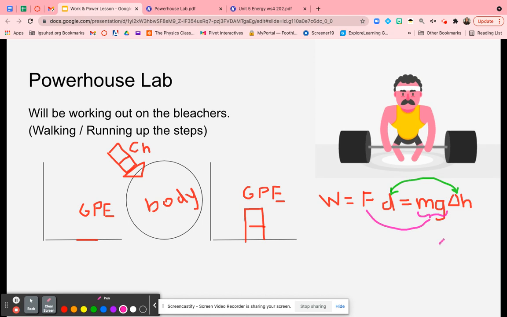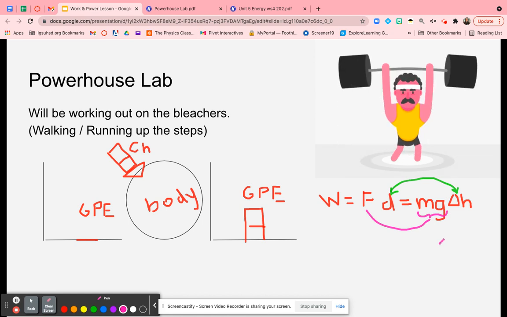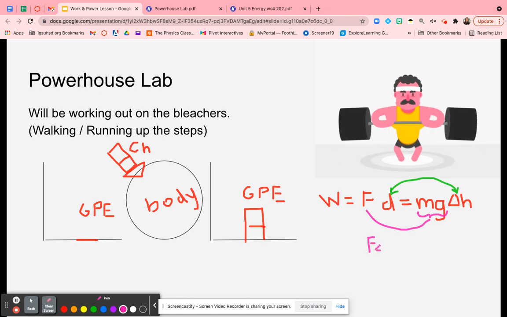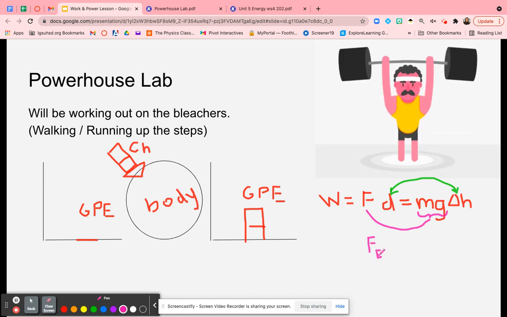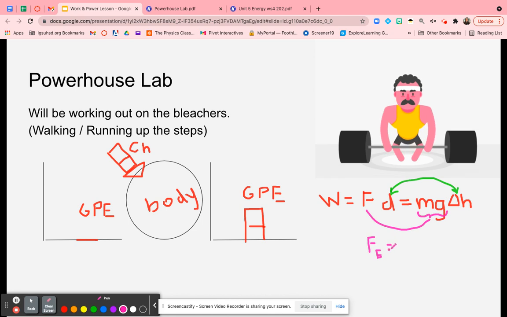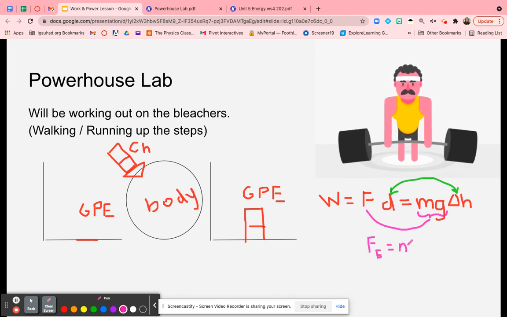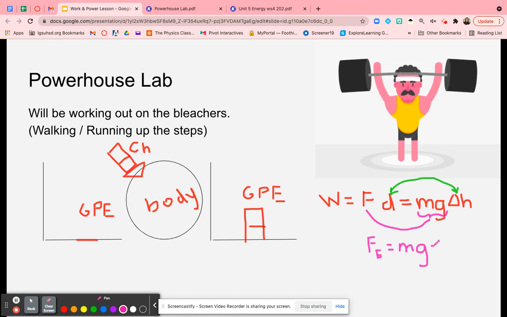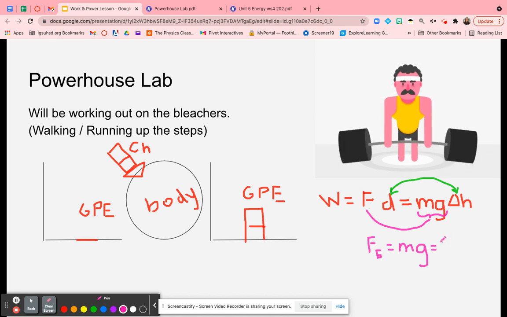It actually is a force equation that we've calculated many times. This is the force of gravity, or the force of Earth, on an object. So when we talk about the force of Earth, mg, we're also referring to our weight.